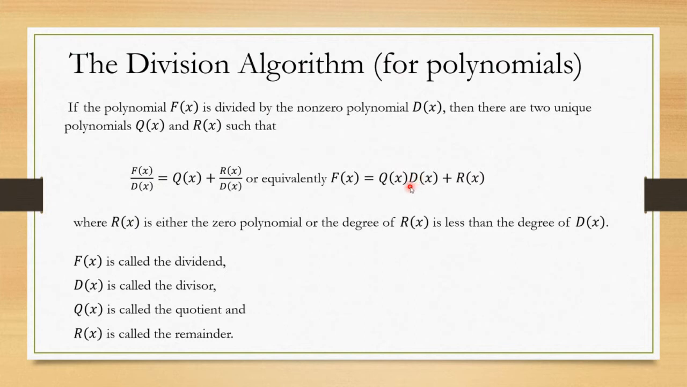And here, r of x, that's either the zero polynomial or, you know, the remainder r of x is either going to be identically zero or the degree of r of x is less than the degree of d of x. Again, this was something I presented last time, so f of x, d of x, what they're called, that's all down there.